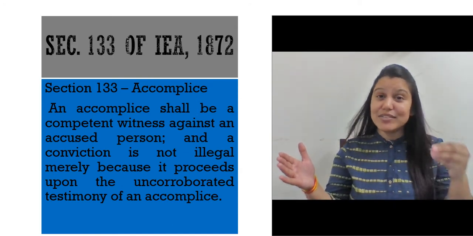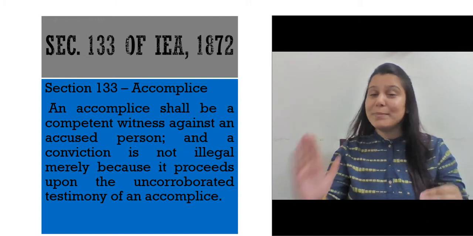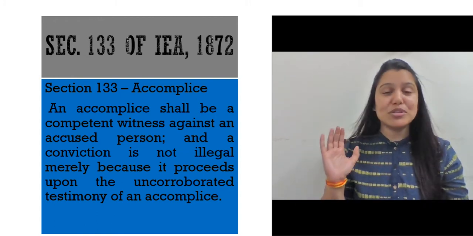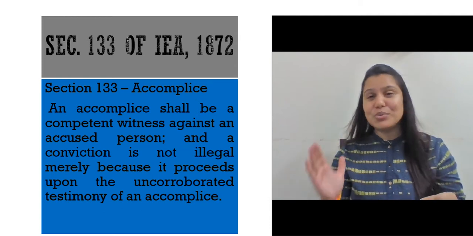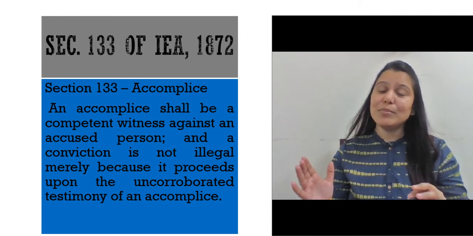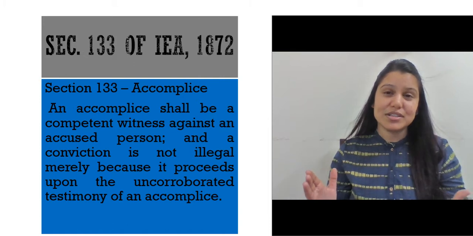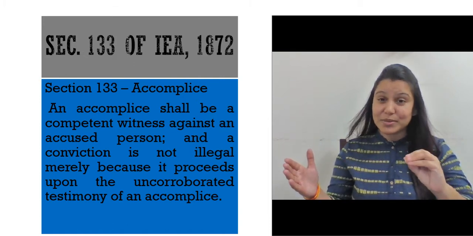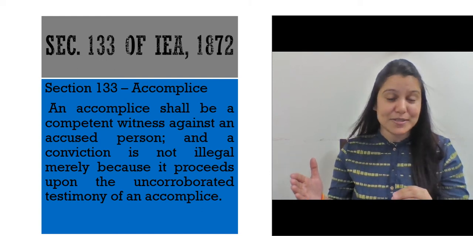Here A gives that very evidence that no, B has committed that very offense, B has committed theft. Though I have passed on the bag to him, I know he had committed the offense, and he has come as a competent witness. And the whole conviction can rely upon his very statement, the statement of an accomplice.